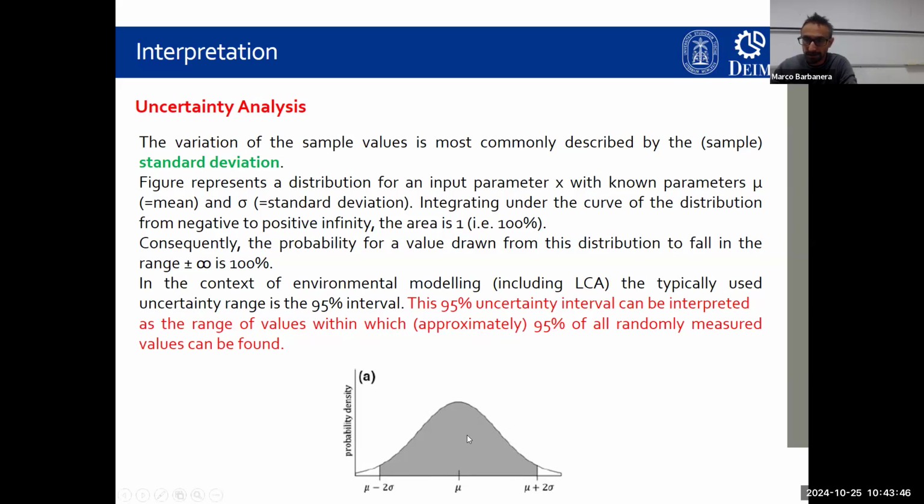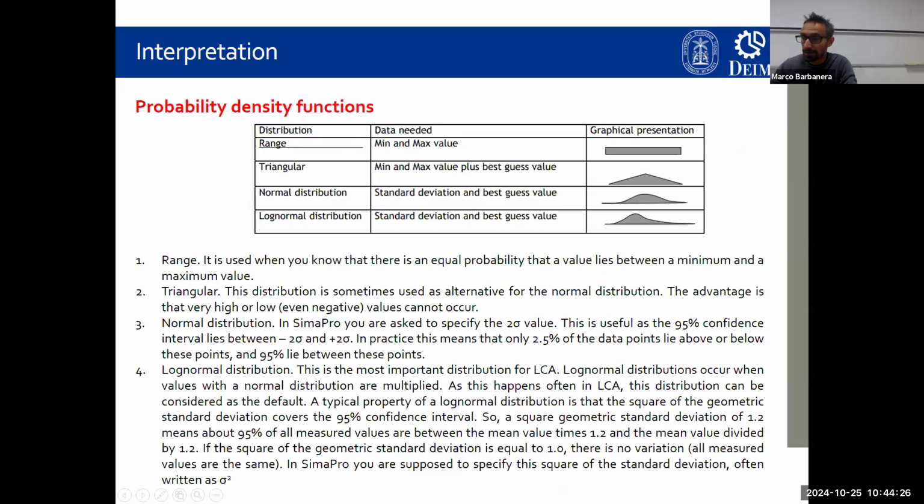So if the quality of your data is very good, the standard deviation will be very low, because this range will not be large, but will be very strict. On the other hand, if the standard deviation is high, obviously the quality of your data for your parameter will be lower.